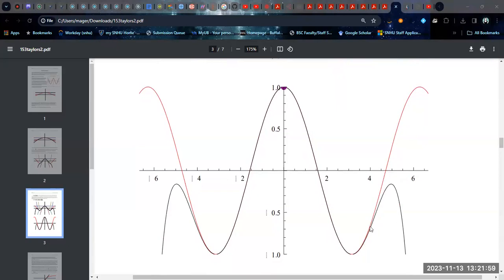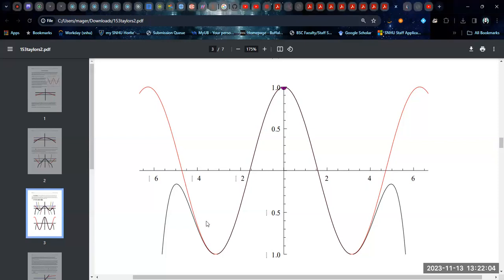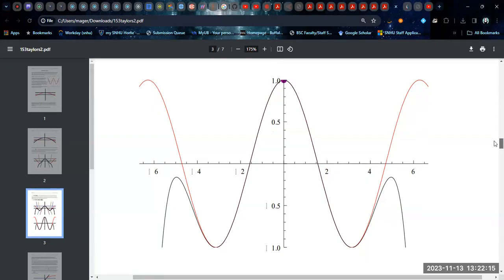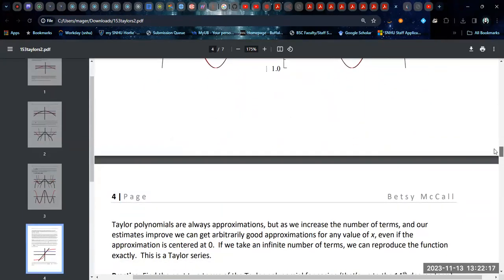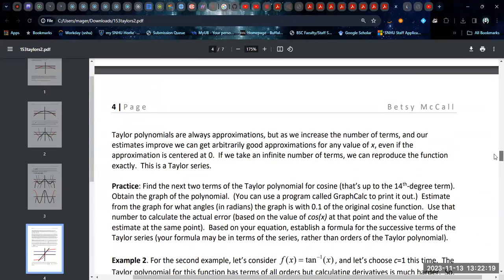And I can keep going. I can keep adding additional terms, and the more that you add, the longer it will stay very close to the function that you're doing the approximation of. Eventually, it will deviate if you stop adding additional terms.